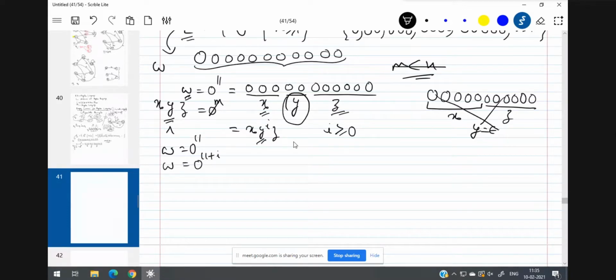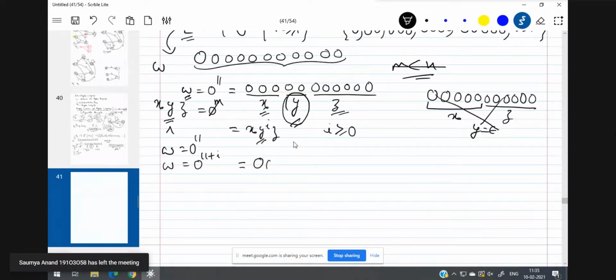As per the pumping lemma, they're asking us to pump the value of this I infinitely. Now, as per the pumping lemma, I'm going to increase the length of Y because I'm trying to increase the length of W by some values. That some values are to be added in here.